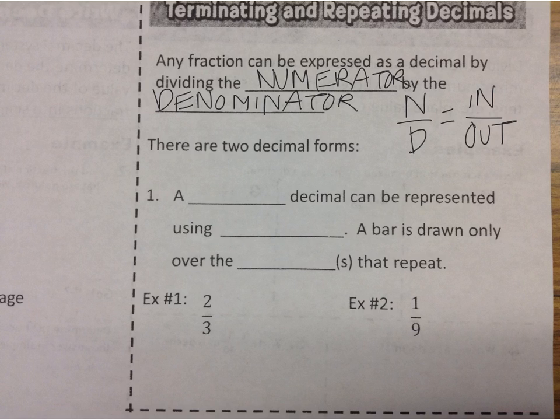Now, after you divide the numerator by the denominator, there are two decimal forms that you're going to see. The first one is a repeating decimal. And the repeating decimal can be represented by using a bar or bar notation.